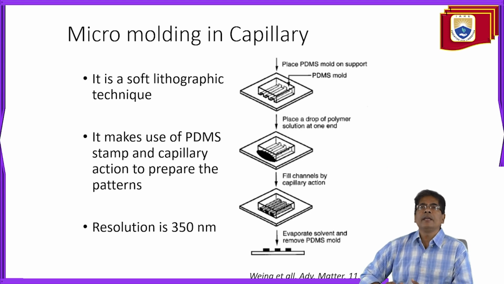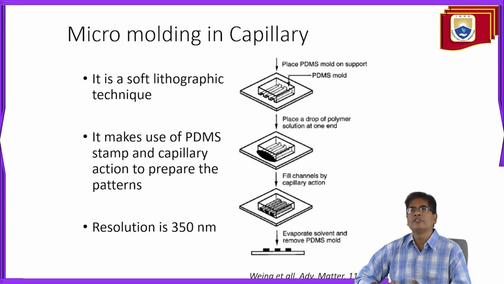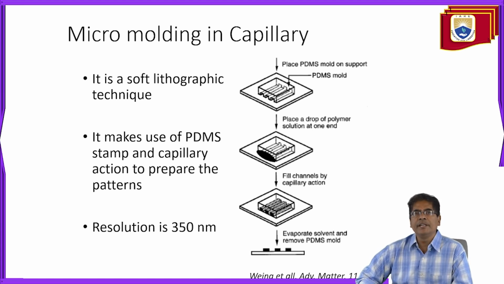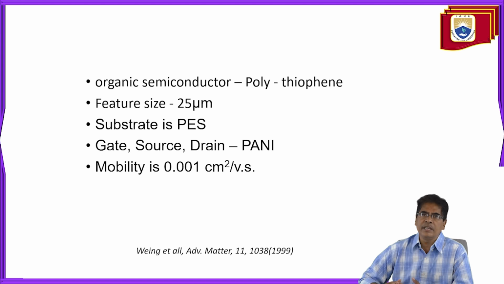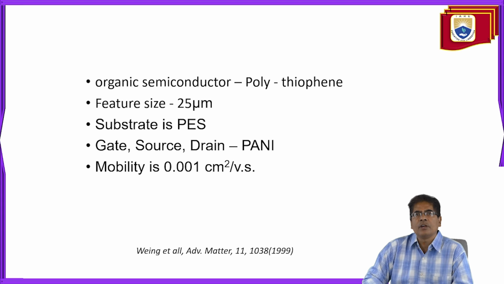So micromolding in capillaries. We place the PDMS mold on a support. PDMS, okay, that is a polymer. It is a soft lithographic technique that makes use of a PDMS stamp and capillary action to prepare the pattern, and the resolution is 350 nanometers. We place a drop of a polymer solution at one end, fill channels by capillary action, evaporate the solvent, and remove the PDMS mold. The organic semiconductor is polythiophene, whose feature size is 25 micrometers, and the substrate is PES. Gate, source, drain, and PANI, this is also one of the electrodes, right? So the mobility is 0.001 centimeter square per volt second.